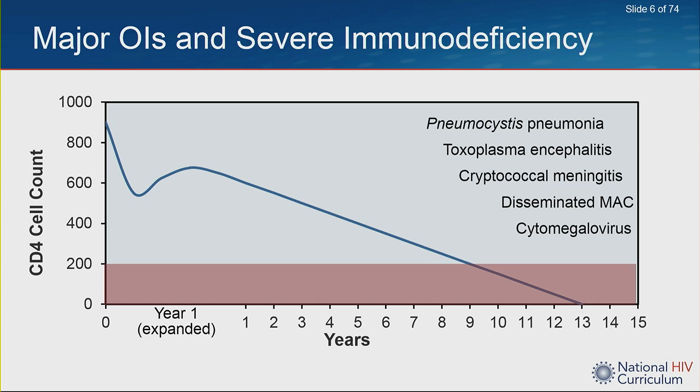Show of hands. Okay. How about toxoencephalitis? Okay, great. How about PML? How many people have diagnosed PML? Okay, fascinating. So a fair number of people in the room have seen that. How about cryptococcal meningitis? Okay. And then how about disseminated MAC? Okay, great. And then last, CMV retinitis.